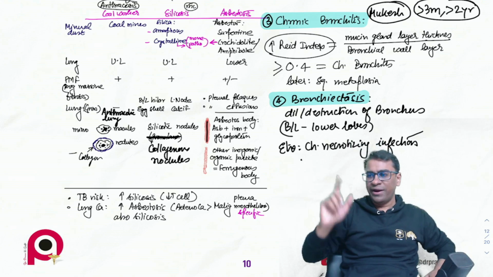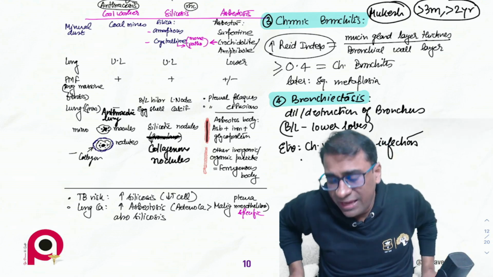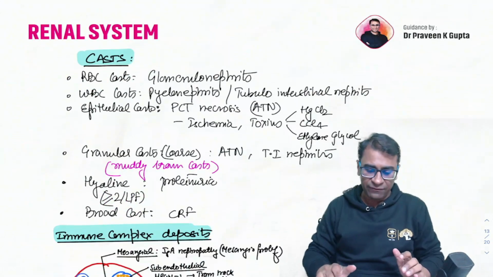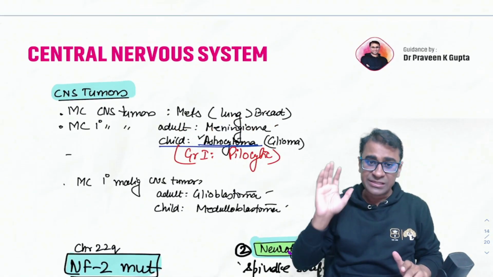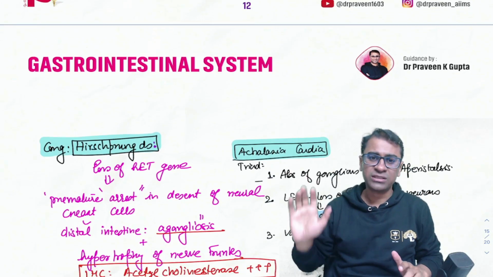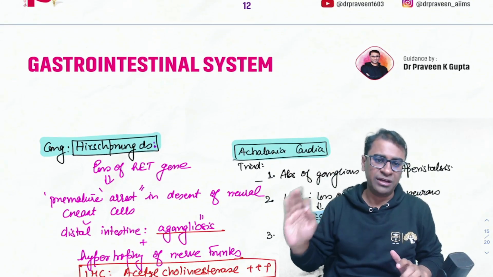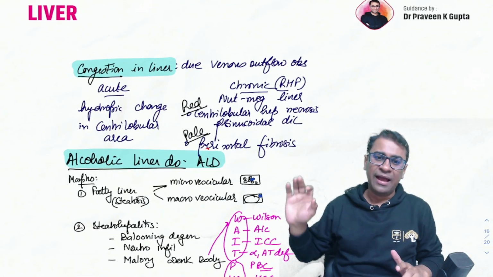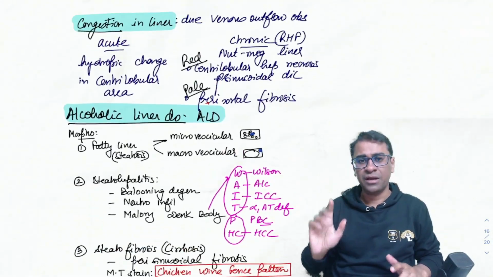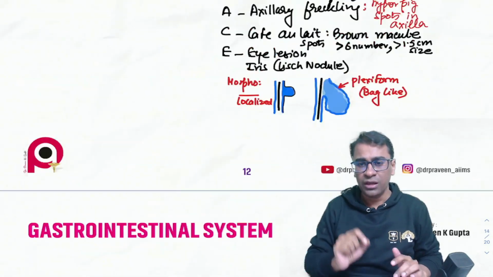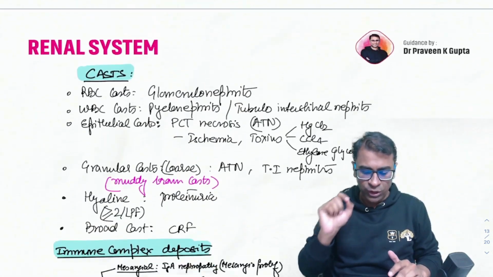Chalo, let's move ahead. But those who are with me, please do not leave, because very important chapters are coming up: renal system, CNS tumors, not of mnemonics, and GIT. The hot favorite for NEET PG is GIT. Along with that, I'll then discuss liver and end with blood banking. All of these are coming up only if you stay with me. Please do not leave this video in between.